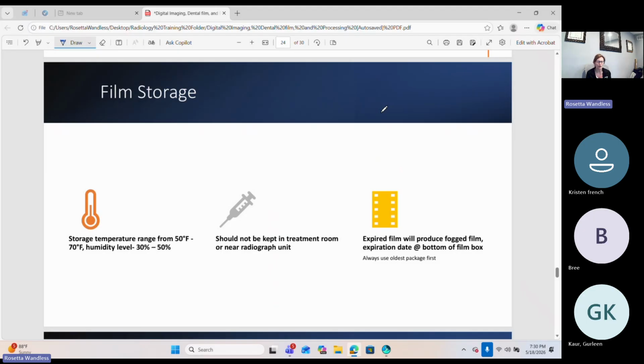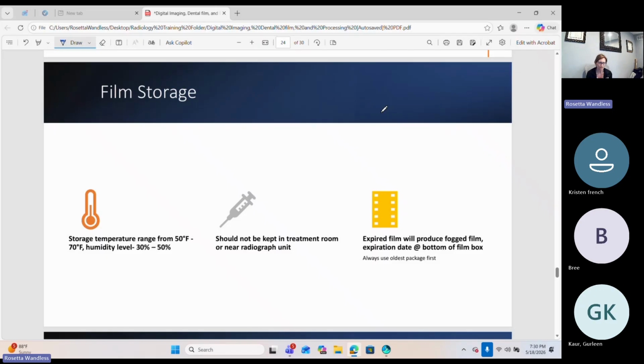We do not ever want to keep film in our treatment room or near a radiograph unit in case, one, there's any leakage or radiation coming out, God forbid. And the second reason is we're taking X-rays in our treatment room. So any film that's out will get exposed and all of it's going to be garbage. We can't use it. So all film has to be stored outside of treatment rooms.